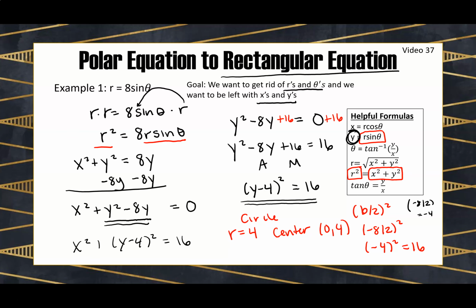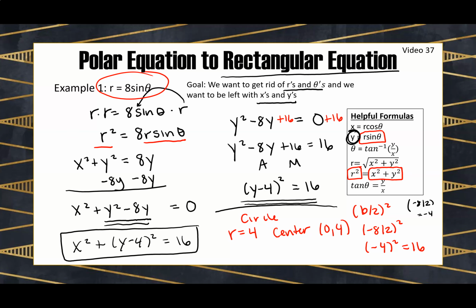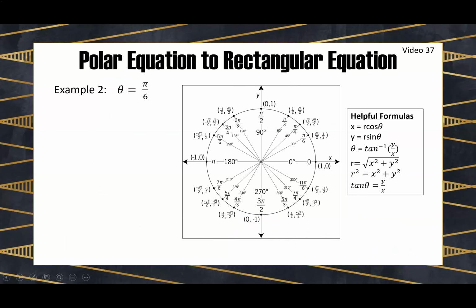So we have now taken our polar equation and we've written it in rectangular form, which is just xy form. And not only do we know that it's x squared plus parentheses y minus 4 squared equals 16, we also know that it's a circle with a radius of 4 and a center of 0, 4. You would need just this to get it right on the test, but I think it's useful to know what you're getting as an answer. I think it's kind of cool. All right, let's try another one.